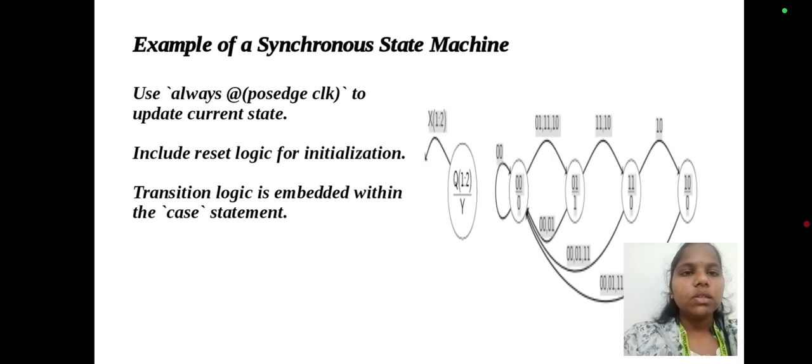Example of a synchronous state machine. Use an always block at the positive edge of the clock to update the current state. Include reset logic for initialization. Transition logic is embedded within the case statement. This is the circuit diagram to observe.